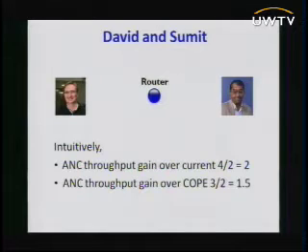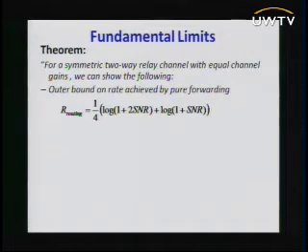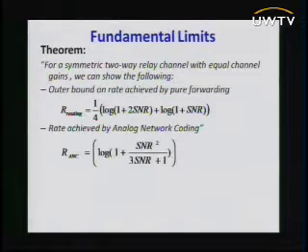So as we saw, intuitively we expect that the throughput gain of analog network coding over the current approach is a factor of 2, and 50% over COPE, because we went to 2 time slots from 3 time slots. And you can go ahead and show formally what the gains are as the wireless SNR varies. So for a symmetric two-way relay channel, which is what the David Sumit example is, you can find an outer bound on the routing approach, which is the current approach, and what is the rate achieved by analog network coding.